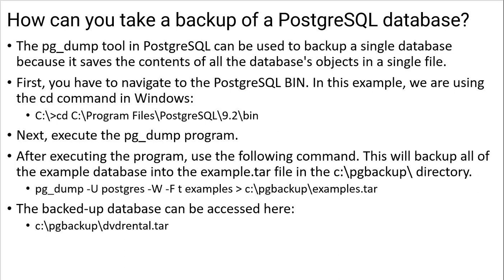The pg_dump tool is something Postgres can use to back up a single database and save the contents and database objects in a single file, that is, an .sql file. First, we have to navigate to the PostgreSQL bin directory, for example using the command line, C: and then bin. Next, you have to use the pg_dump program. After executing the program, the following command is an example for dumping into a tar file.